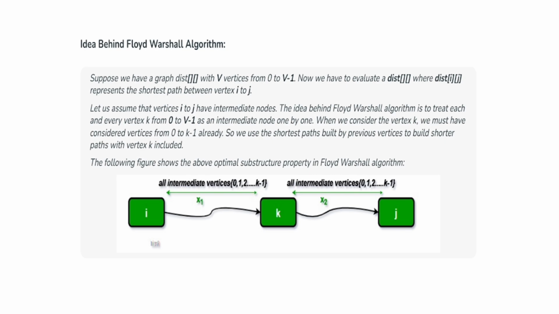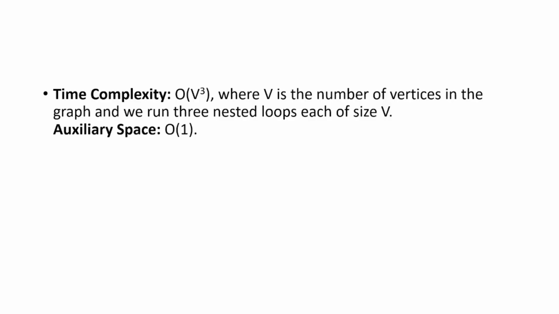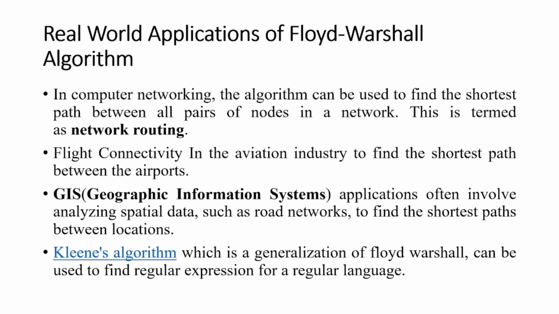So we have to consider the vertex k. We must have already considered the vertices 0 to k minus 1. So we use the shortest paths built using the previous vertices to build the shortest paths with the vertex k. This is the optimal substructure property in the Floyd-Warshall algorithm. The time complexity of finding the shortest distance using the Floyd-Warshall algorithm is O of V cubed, where V is the number of vertices in the graph, since we run three nested loops of size V. The auxiliary space is O of 1.